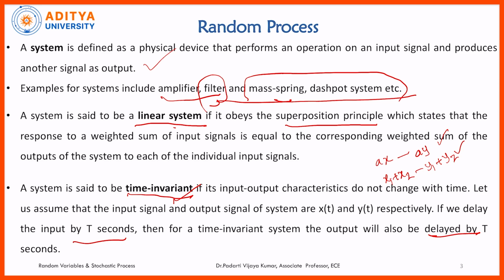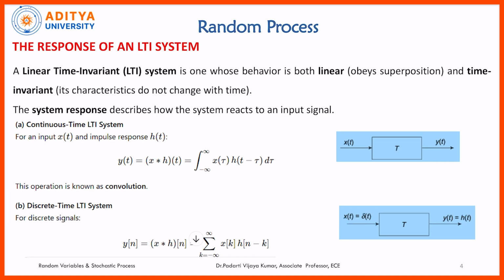If both the linearity property and the time invariance property are satisfied, we call it an LTI system, a linear time invariant system. An LTI system is mathematically defined as a system which satisfies the linearity property and the time invariance property, we call it an LTI system simply.